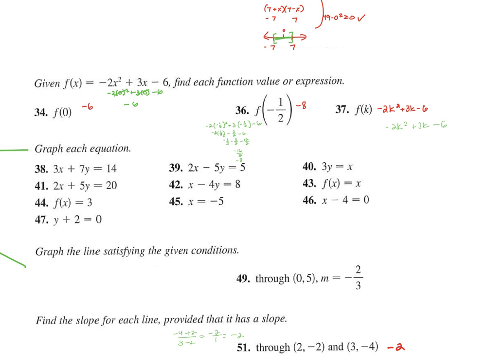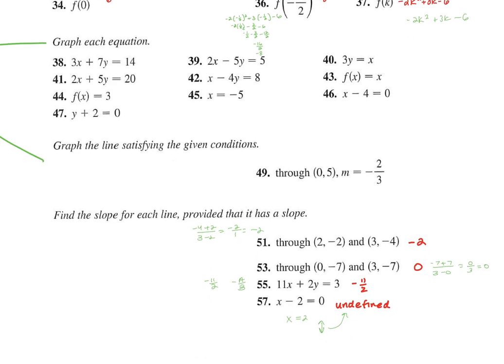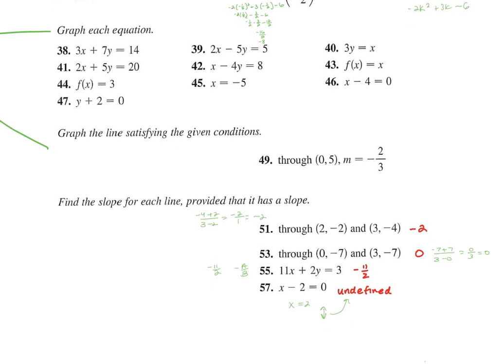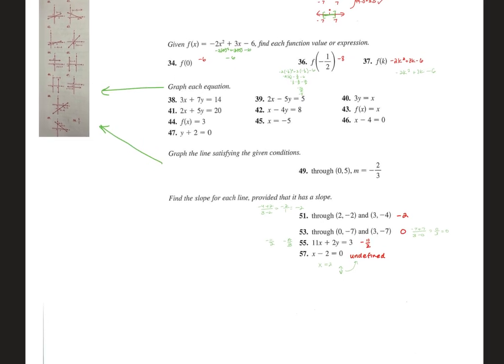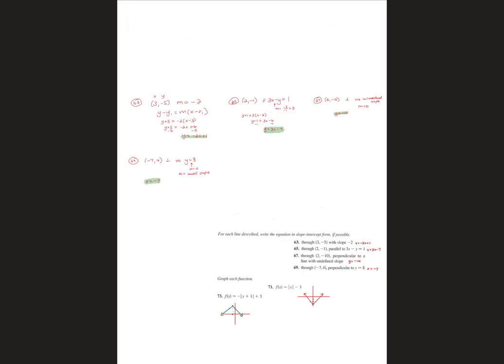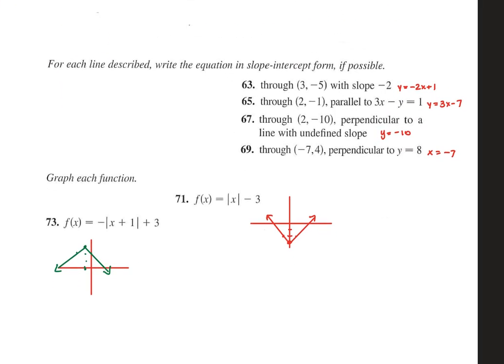38 through 47, you're graphing lines. 38 through 40, actually. 51 to 57, you're finding slope. 63 to 69, you're finding the equation of a line. And then 71, 73 on this one, where you're graphing using transformations. Make sure you also know how to find the domain and the range on this stuff.